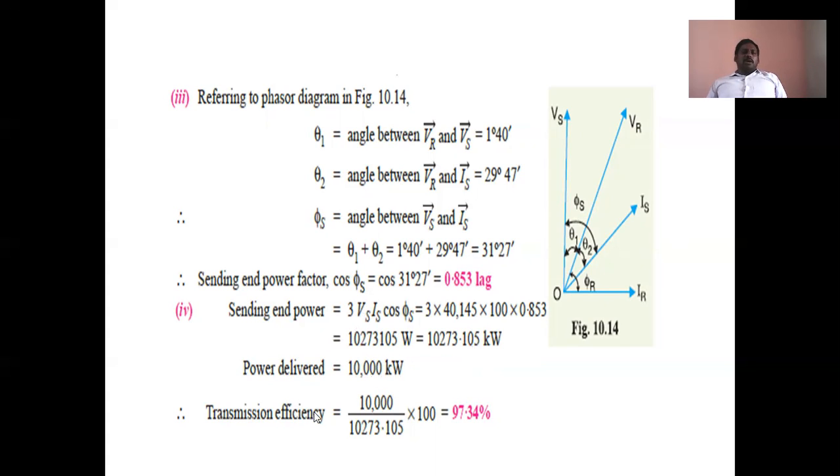Transmission efficiency is the receiving end power divided by the sending end power. Here it is the sending end power, and this is the receiving end power. Always the sending end power is greater than the receiving end power. That's why it is proved. Then transmission efficiency is receiving end power by receiving end power plus losses, or otherwise power delivered. So like this, it is 97.34%.